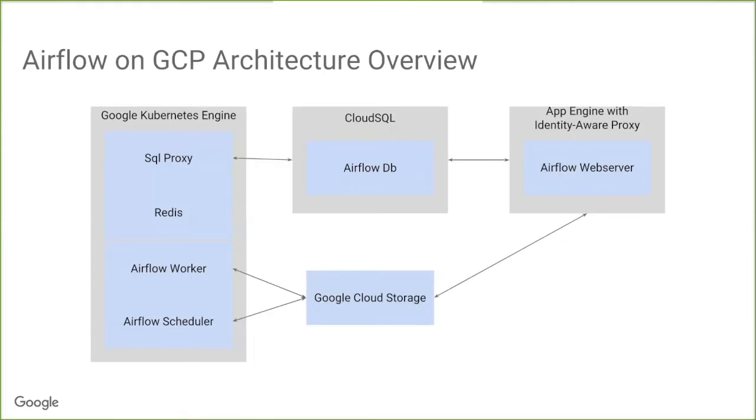So this is just a preview of the overall architecture. I'll show a slide just like this in a little bit, but just to give you a quick overview. We're using Google Kubernetes Engine to run the Airflow scheduler and worker. We've got Redis for Celery. We've got Cloud SQL running the Airflow DB. We're running the Airflow web server on Google App Engine behind identity-aware proxy. And then we're using Google Cloud Storage for things like holding our DAGs, serving logs, etc.